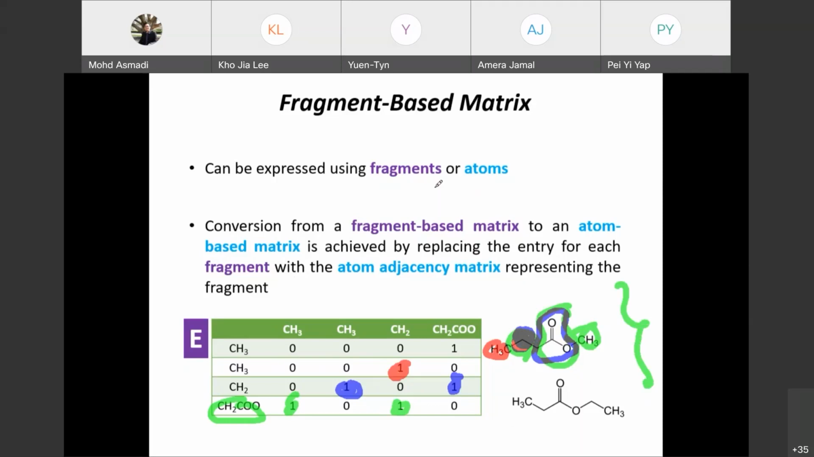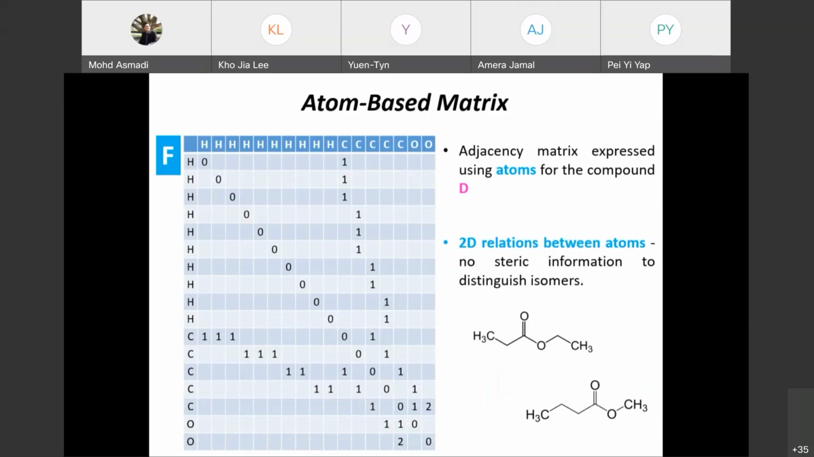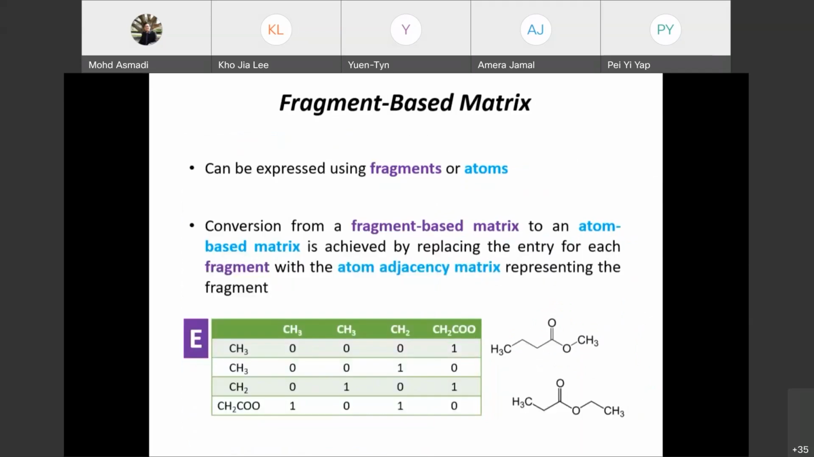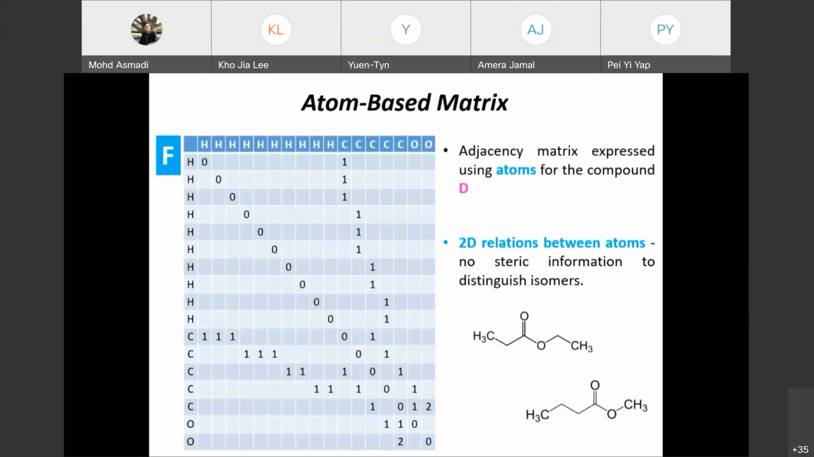Easy, right? For the atom-based matrix, when we express the atoms for compound D, the isomers are the same. There is no stereo information to distinguish isomers. You just detach all the atoms from the molecule and put them into a matrix.